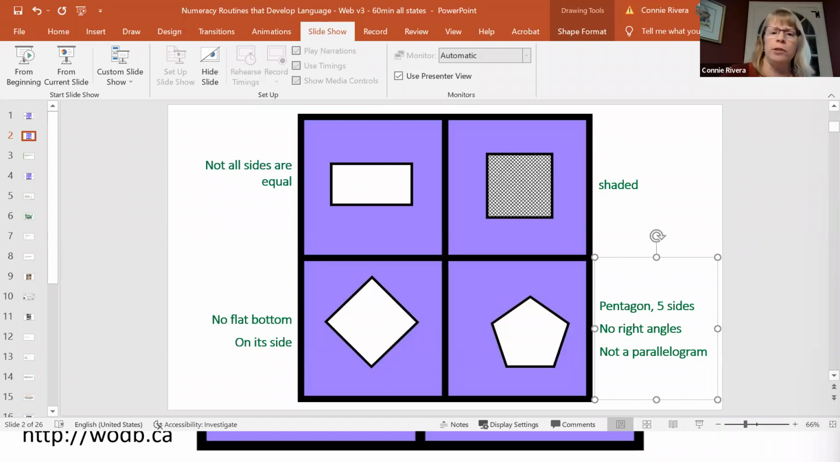I just want to repeat those directions if you're just coming on. So this is called Which One Doesn't Belong? We're looking at 4 different shapes, and the task is to explain why each shape does not belong with the others. And you can see that we've already listed some reasons here on the screen. So my question to you is, what else? We've only got one reason here for the top right shape. Any other reasons why this does not belong with the others?